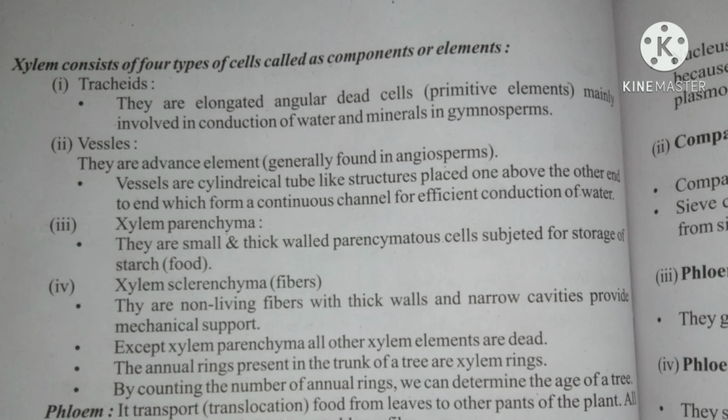First is tracheids. They are elongated angular dead cells mainly involved in conduction of water and minerals. Second is vessels. Vessels are cylindrical tube-like structures placed one above the other end to end, which form a continuous channel for efficient conduction of water. Third is xylem parenchyma. They are small and thick-walled parenchymatous cells subjected for storage of starch, means food. Fourth is xylem fibers. They are non-living fibers with thick walls and narrow cavities that provide mechanical support. Except xylem parenchyma, all other xylem elements are dead.